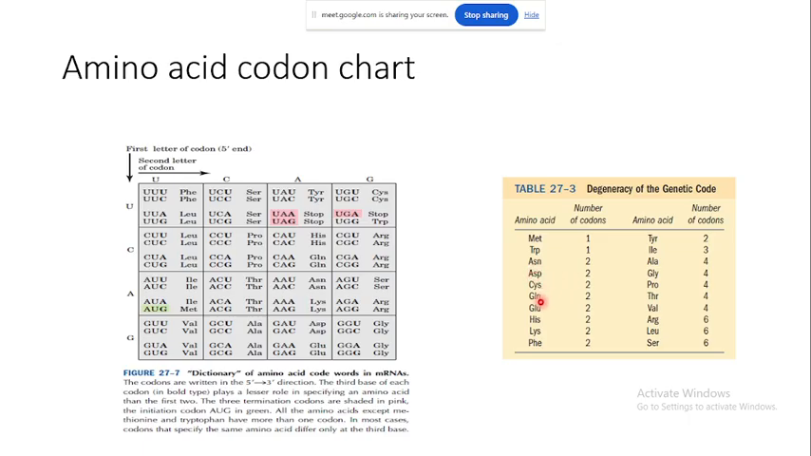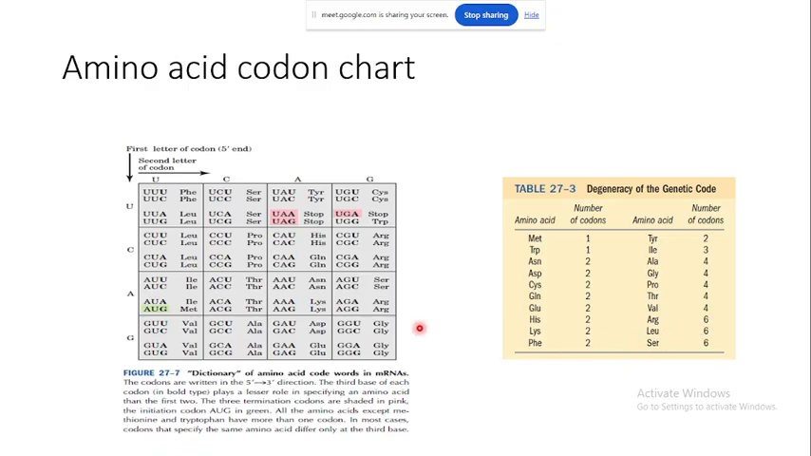cysteine, glutamine, glutamic acid, histidine, lysine, phenylalanine, tyrosine, all of them have 2 codons, right? Isoleucine has 3 codons, AUU, AUC, and AUA, right? Alanine, glycine, proline, threonine, valine, they have 4 codons, and leucine, which we saw, has 6 codons, arginine has 6 codons, right?